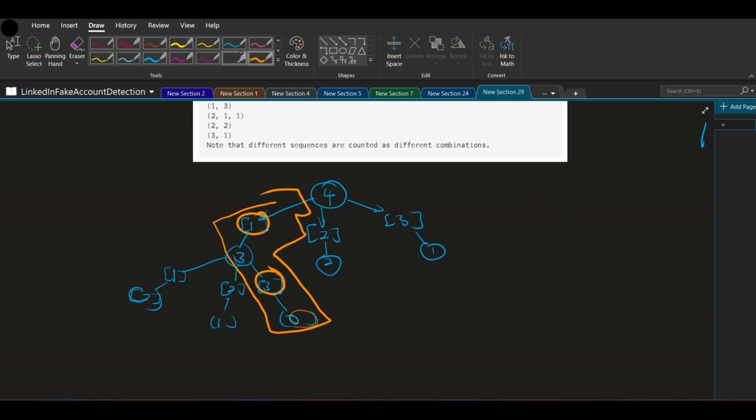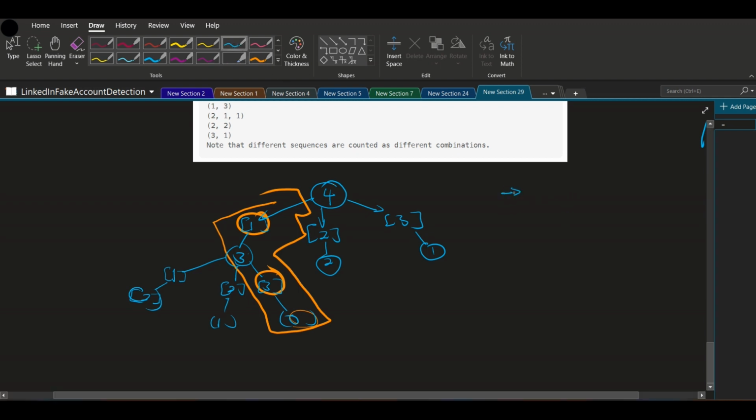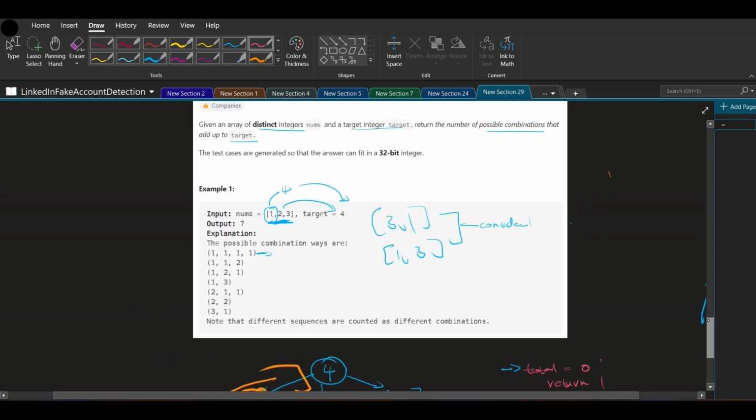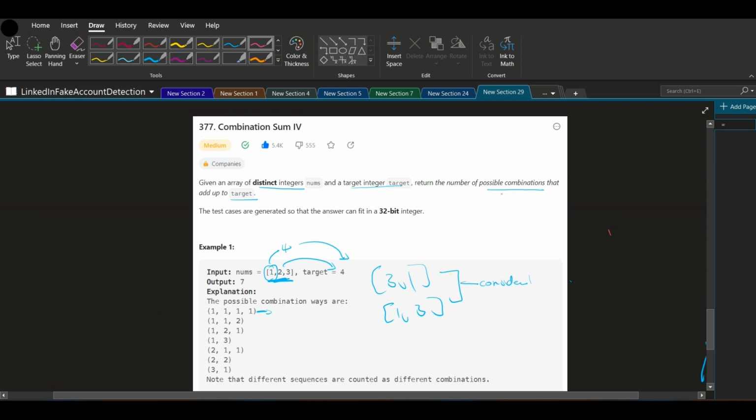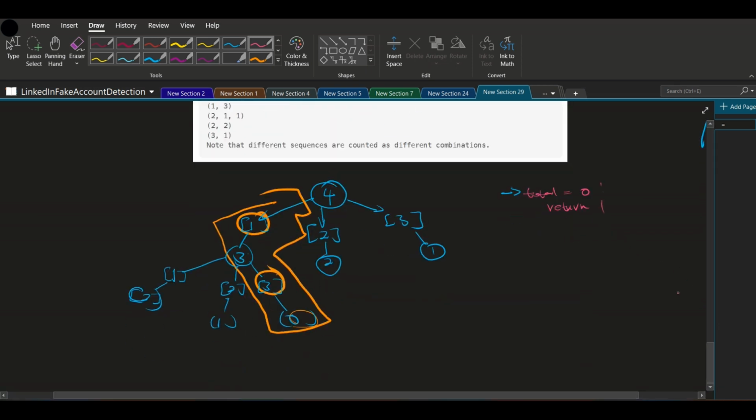This should also signal something to you: if the total equals 0, then that means we are able to sum up, so we should return 1. Because here we are told to return the number of possible combinations, not necessarily the list, but the number of possible combinations. Hence here we have to return 1.